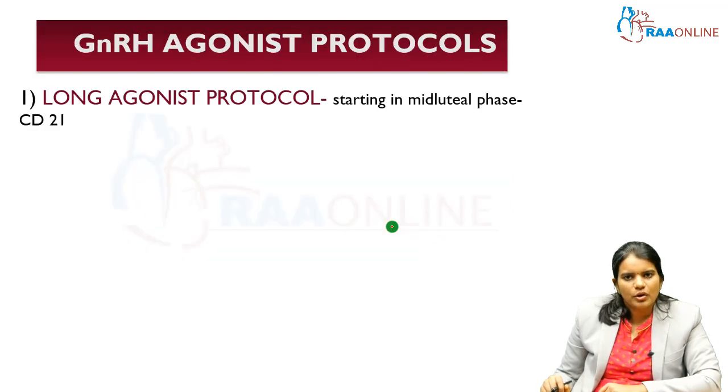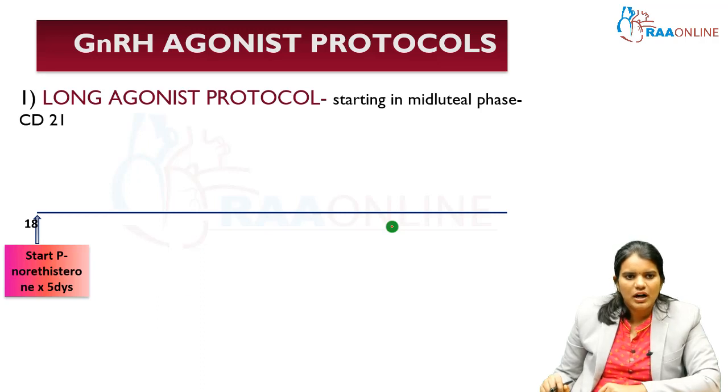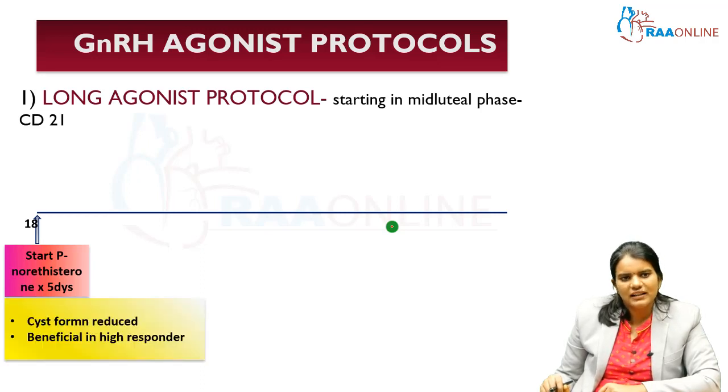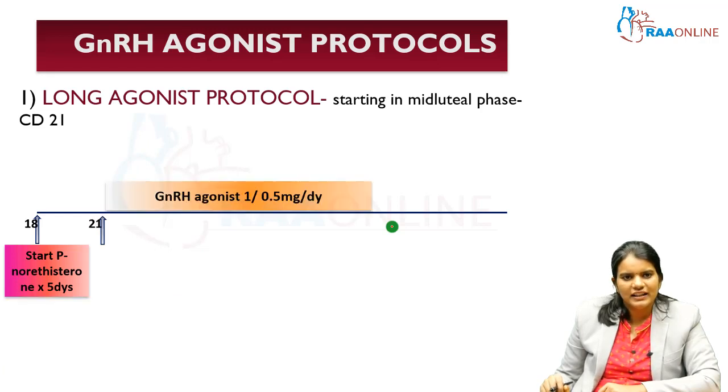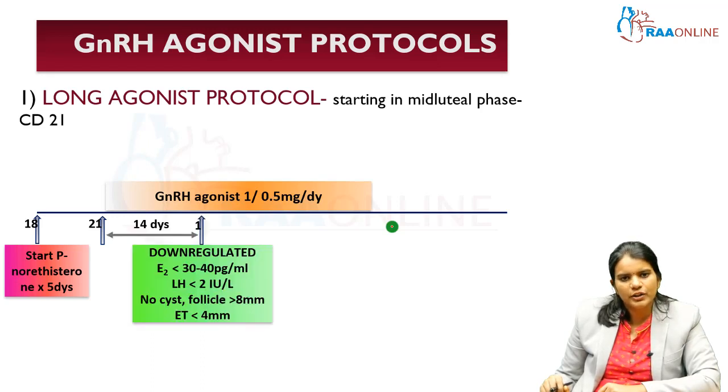Okay. Now, the long agonist protocol which we usually use starts from the mid-luteal phase, on day 21 of the previous cycle. What we will do is, we will start the tablet progesterone or testosterone for 5 days from day 18. Then start giving the agonist 1 or 0.5 milligram per day from day 21. Then you continue till day 1 of the periods. Okay. Until you get a period, you continue.